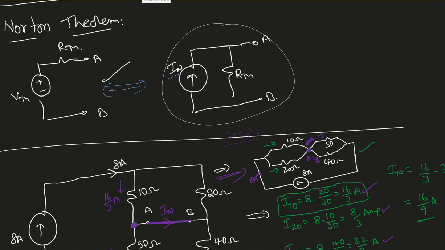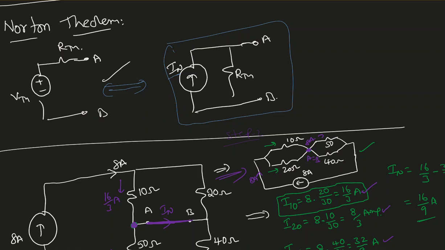In this video, I'm going to talk about Norton Theorem. Norton Theorem is similar to Thevenin Theorem. We're going to convert a circuit into a simple current source in parallel with a resistor. So if you remember the Thevenin Theorem, we convert a circuit, an equivalent circuit, into a voltage source in series with a resistor. Here we're going to convert that into a current source in parallel with the resistor.